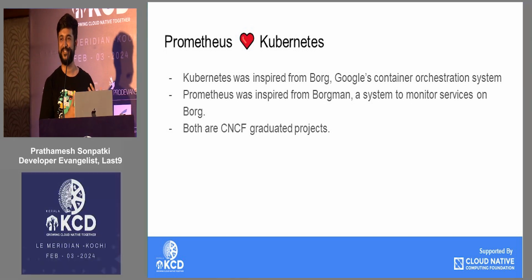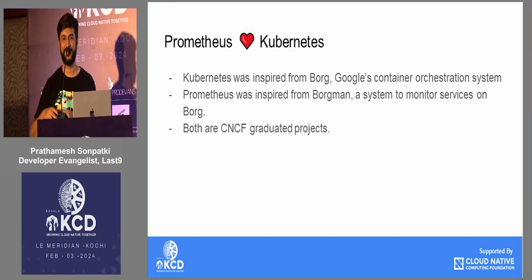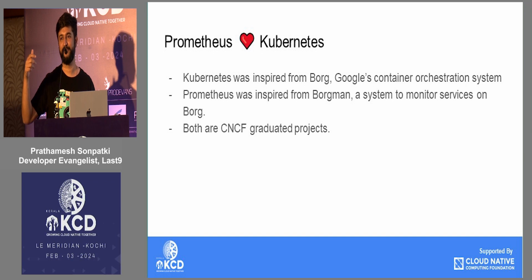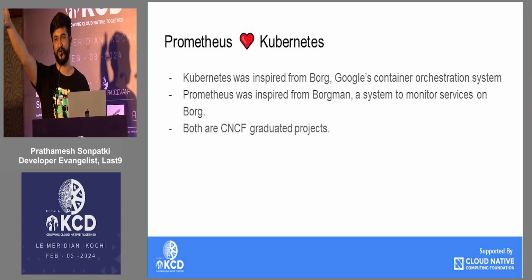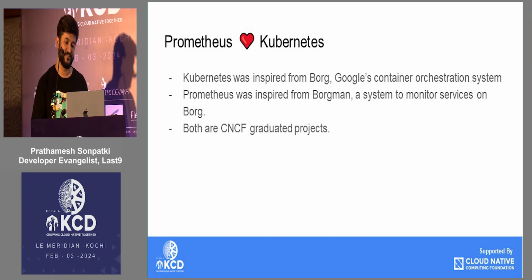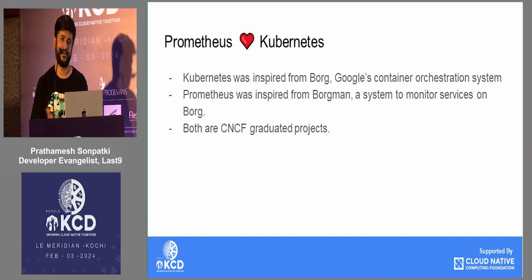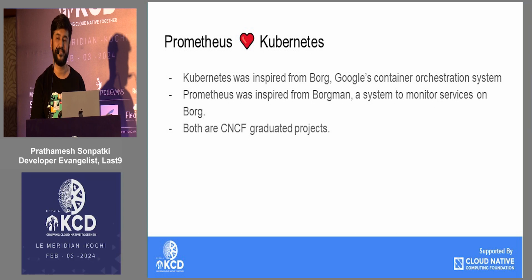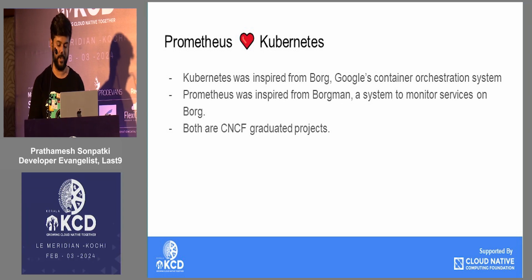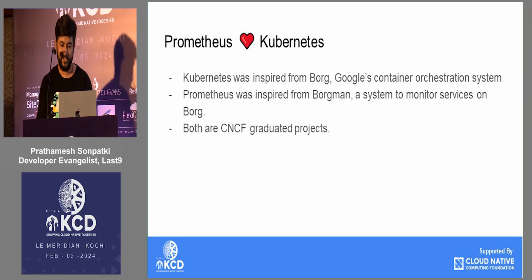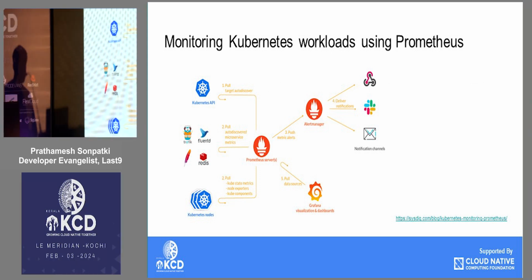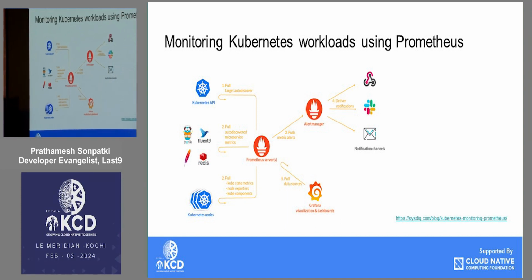So Prometheus was built or designed on the same principles as Borgmon, which was built to monitor a container orchestration system like Kubernetes. And of course, both are CNCF graduated projects as well, which also makes them likely candidates for wide adoption. So that's established now. We'll talk about Prometheus. We will use Prometheus to monitor our Kubernetes workloads.